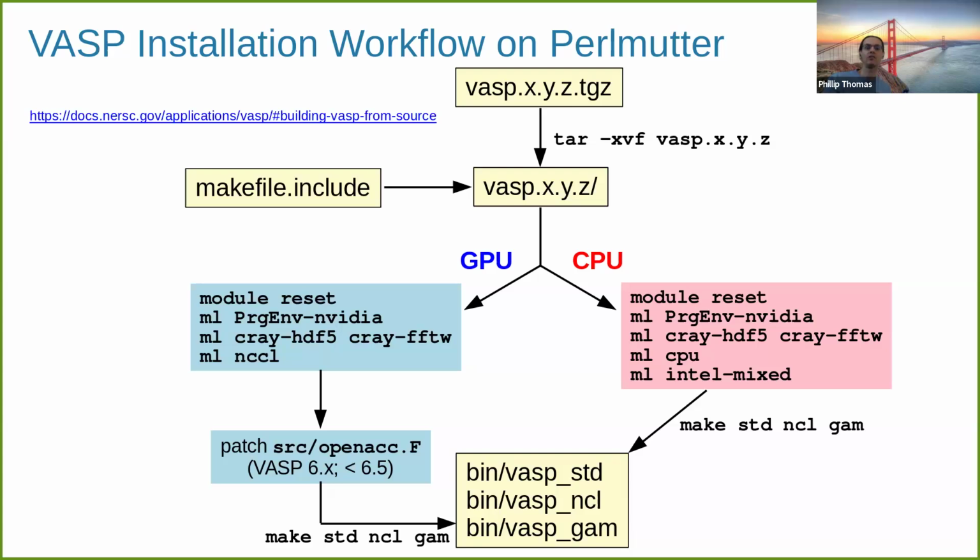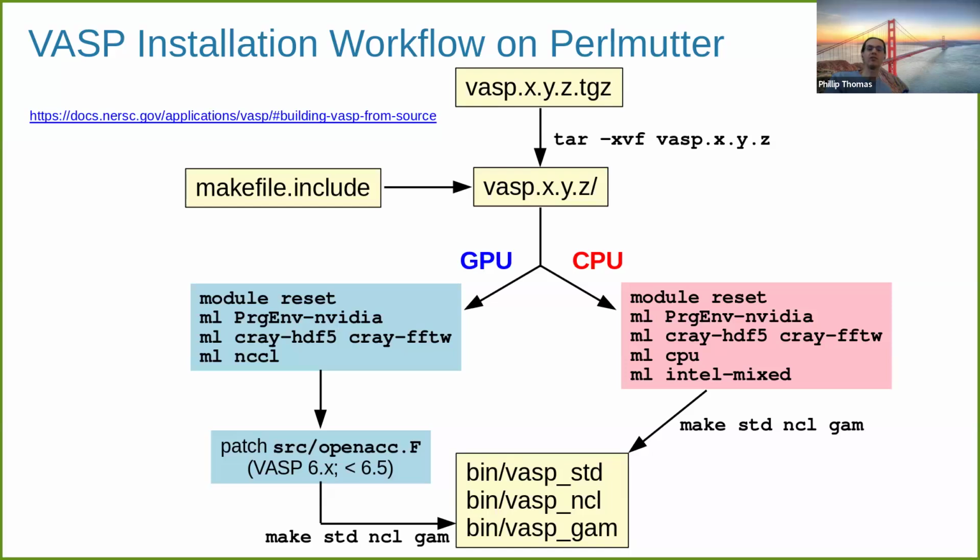Then if you're trying to make a GPU build, there is a patch to one source file that is needed in VASP 6 versions earlier than 6.5, which is needed to use MPICH, the MPI implementation on Perlmutter. If you're building VASP 6.5 or higher, then you don't need this patch at all. If you're building for CPUs, the steps are fairly similar, except instead of loading the NCCL module for GPU communication, you load the CPU module and then the Intel MKL module if you want to link to MKL, which is recommended for performance.